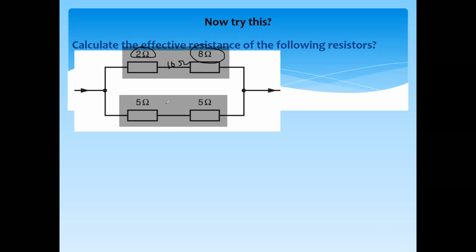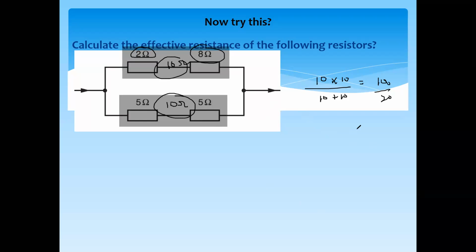Again 10. But when you see this effective 10 ohm and 10 ohm, how are they connected? In series or parallel? So they are in parallel. So how to get the total combined? It will be product divided by sum. So product is 100 and the sum is 20. 100 divided by 20, what will you get? You will get 5 ohm as the effective resistance. Is it clear? This example.